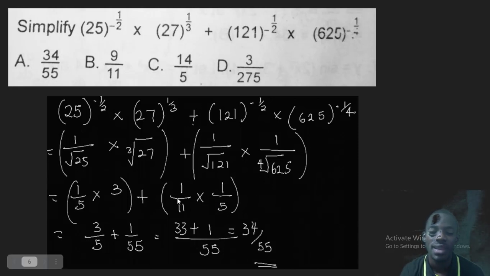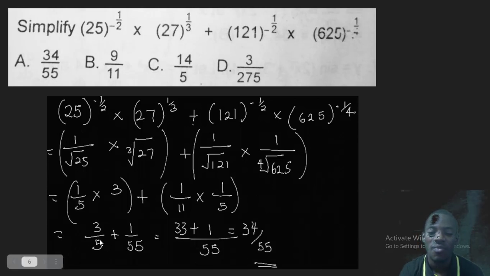Now multiply. That will give me 1 times 1 is 1. 11 times 5 is 55. Then 3 times 1 is 3 over 5. And then the LCM, since it's now plus, for fractions that are plus, we don't cut. We only find the LCM. So the LCM of 5 and 55 is 55.